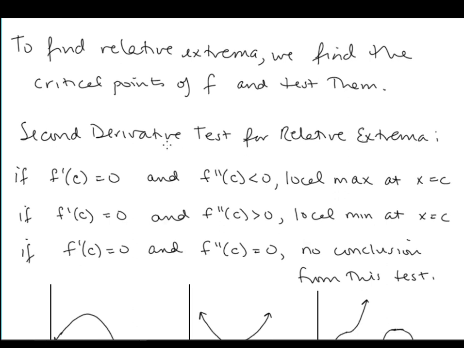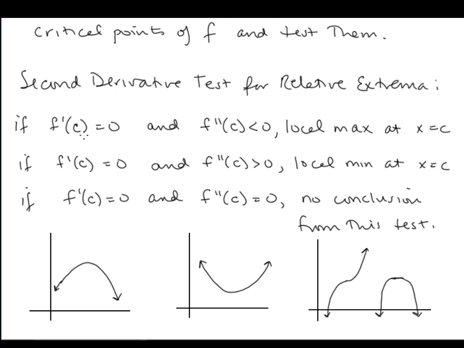And in particular, I want to remind you of the second derivative test for relative extrema because this is the kind of thing that we're going to be looking at for functions of two variables. The second derivative test says if the slope is equal to 0 and it's concave down, there's a local maximum at x equals c. If f prime is equal to 0 and f double prime is positive, meaning it's concave up at that point, then you've got a local minimum. That's this case.